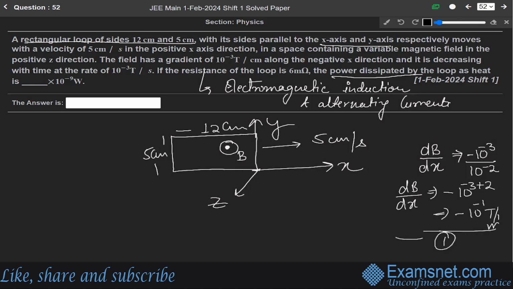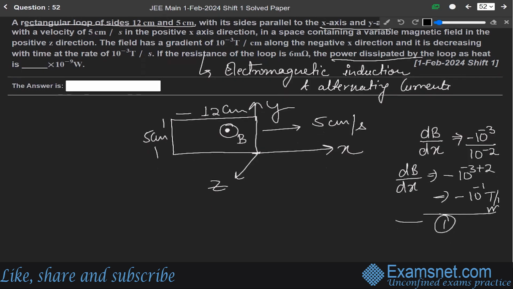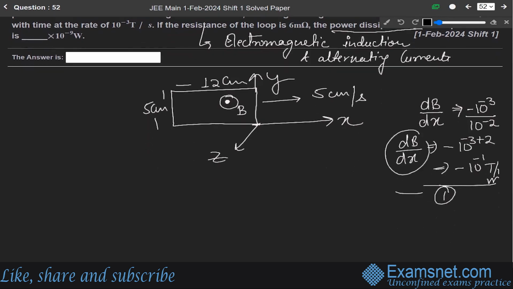Again, in the question it is said that the gradient is in the negative x direction. Thus we have used this negative sign, and it is decreasing with time at a rate of 10 to the power minus 3 Tesla per second. First of all, we are given the gradient del B over del X equals minus 10 to the power minus 1 Tesla. Let us first find the value of this magnetic field. So del B over del X is what? Minus 10 to the power minus 1.